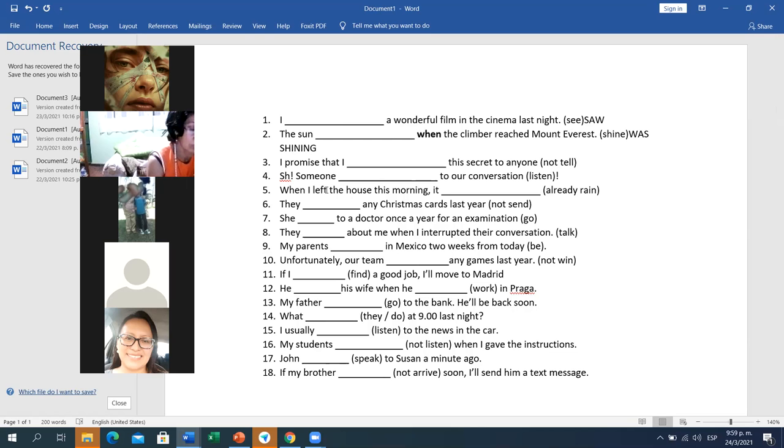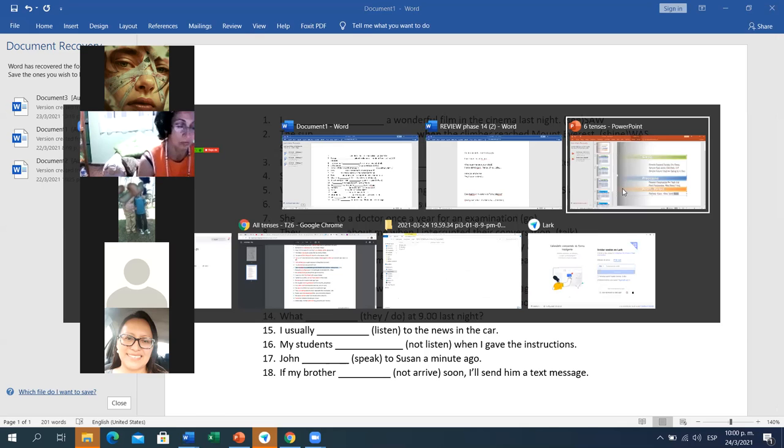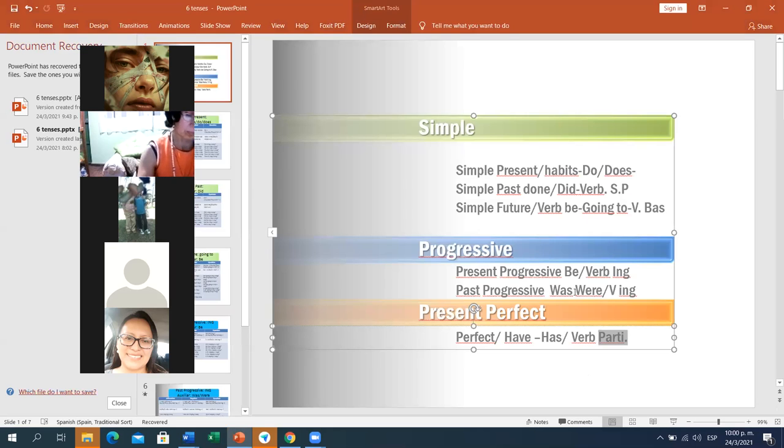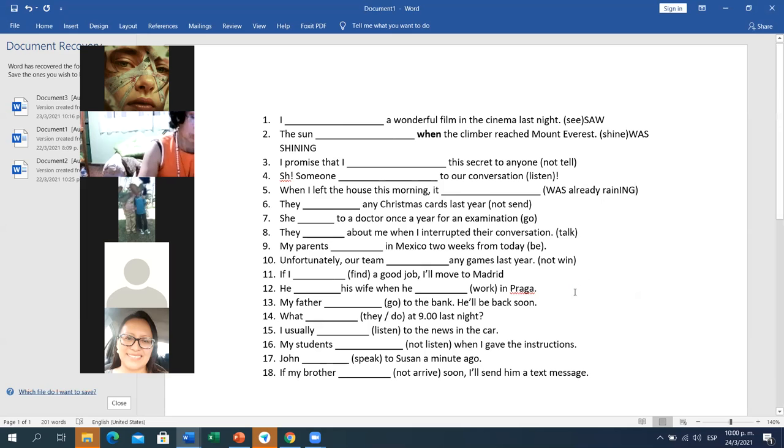Excellent. When? ¿Qué pasó? When? Cuente. What happened? I'm telling a story. When I left the house this morning, and it's the past. It was. Ya estaba lloviendo. It was already raining. Ya estaba. Was already raining. Remember that here is past progressive, was. Okay. Questions? Preguntas?